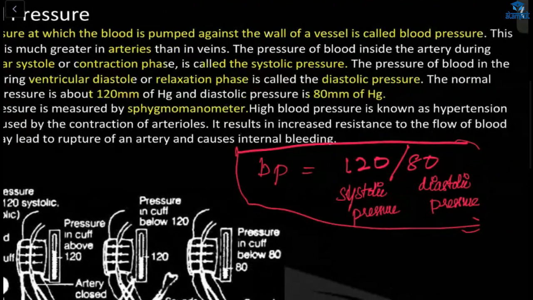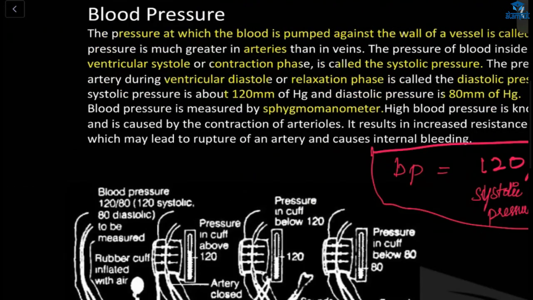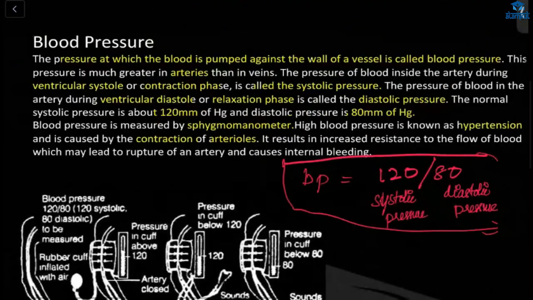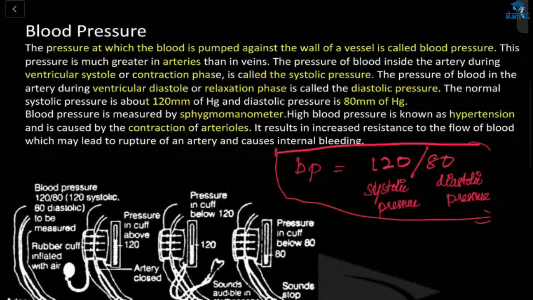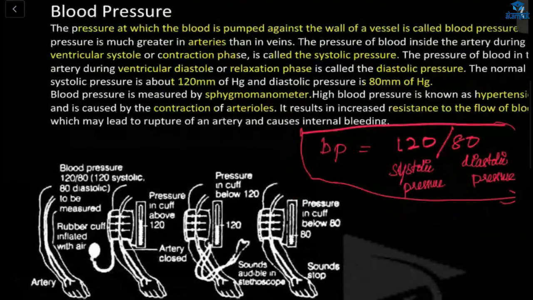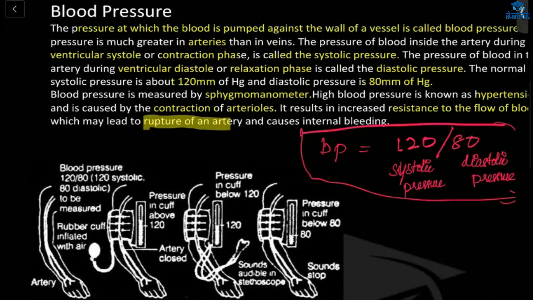High blood pressure is known as hypertension. It will cause contraction of the arterioles, the smaller forms of the arteries. And what will happen in this case? It results in resistance to the flow of blood, which will lead to rupture of the artery and cause internal bleeding.